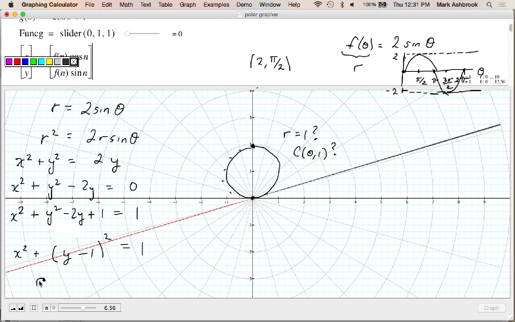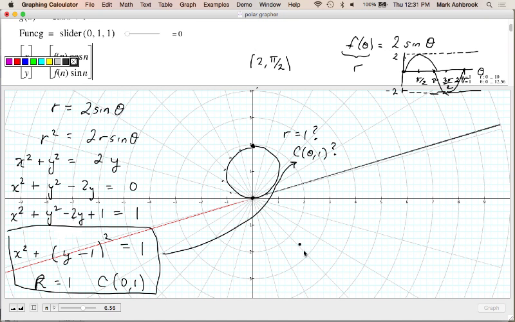The radius of this circle is 1, and the center is 0, 1. See? That's what we thought. So here's the math that proves it, right? This is what we just showed: r equals 2 sine theta is equivalent to x squared plus y minus 1 squared equals 1, or the circle with center 0, 1 and radius 1.